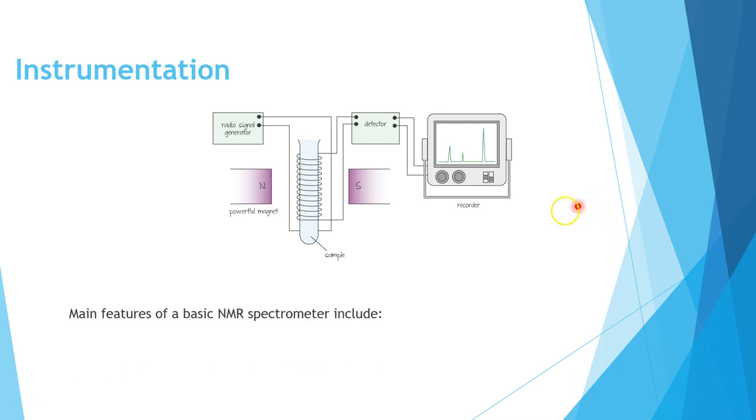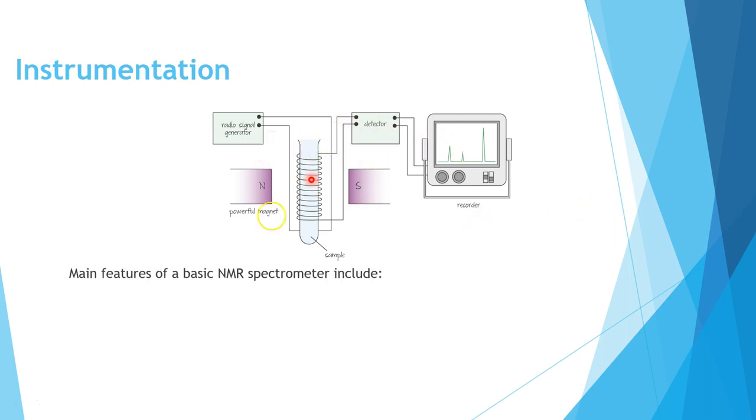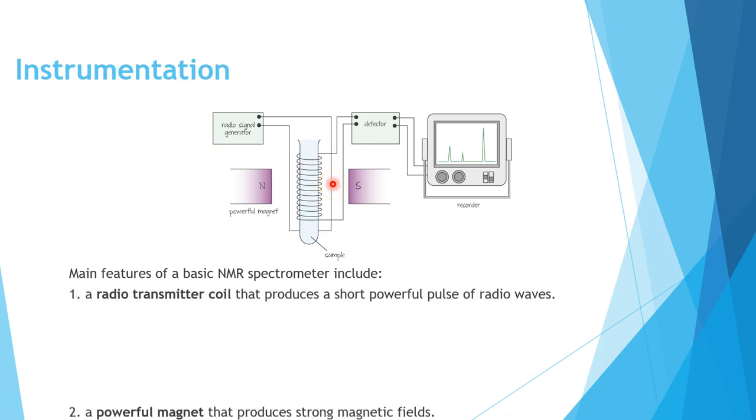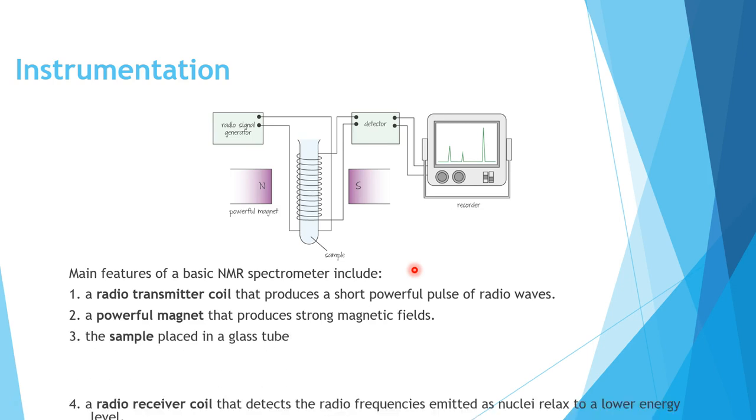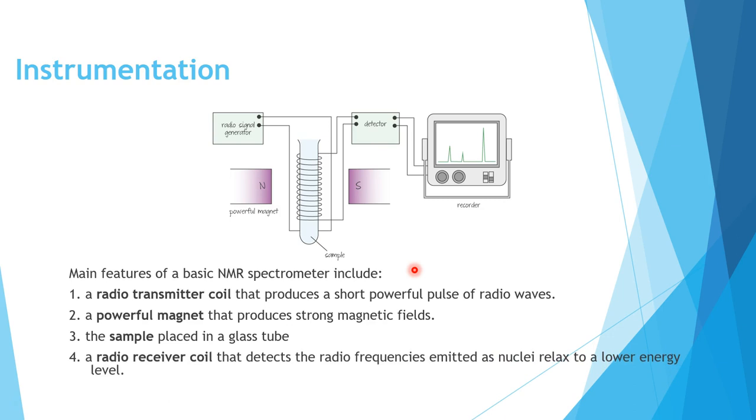Okay, so we have a detector, we have a powerful magnetic field, and we have a radio signal that is pulsed into our sample, which sits inside the magnetic field. The radio transmitter is how we dial up the frequency and select what nucleus we're going to look at, be it proton or carbon. Then there's the magnet, which produces the magnetic field that we're interacting with, the sample, and a receiver, which is basically how we detect the signals.